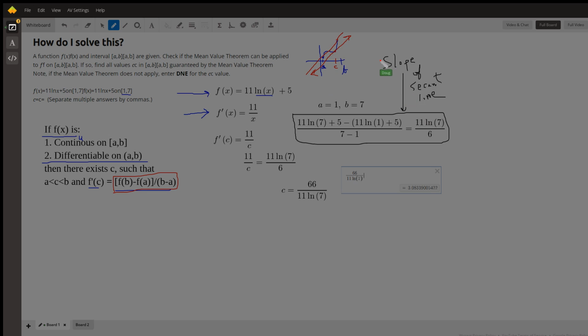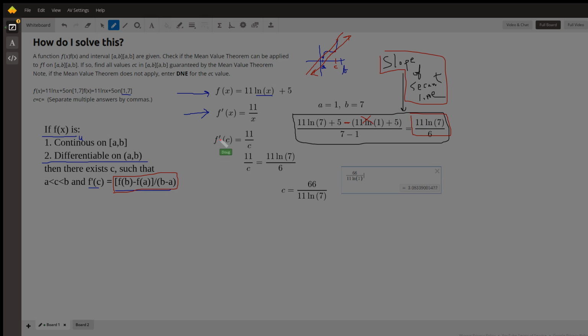Okay, so for this particular problem, the slope of the secant line is 11 ln of 7 plus 5. That's f of 7 minus f of 1. 11 ln of 1 plus 5, we're subtracting. That's the change in y in the numerator over the change in x in the denominator. Okay, and if I remove these parentheses, of course, ln of 1 is 0, so that term disappears. And 5 minus 5 is 0, so it's just 11 ln of 7 over 6. That's the slope of that secant line.